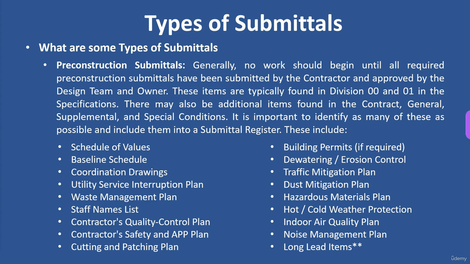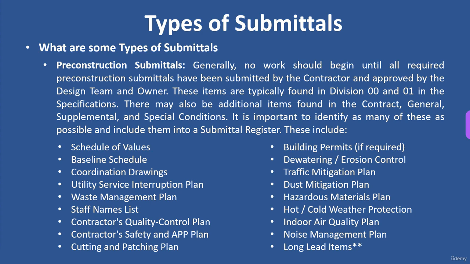These items are typically found in Division 0 and 1 in the specifications, but they could also be spread throughout the general conditions and supplemental conditions or even in the contract. So you should really identify all of them and keep track of them in the submittal register. These typically include things like schedule of values, which we'll talk about in more detail later, a baseline schedule, again, like we mentioned earlier, maybe a 60-day schedule or a 2 week look ahead schedule, coordination drawings, and a utility service interruption plan.